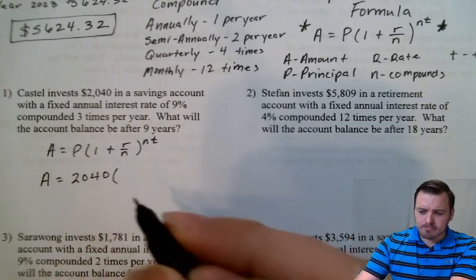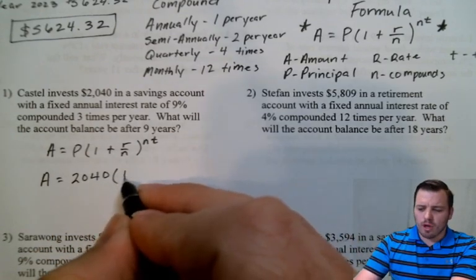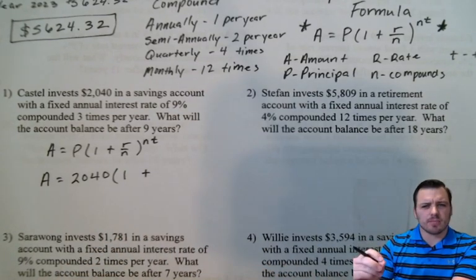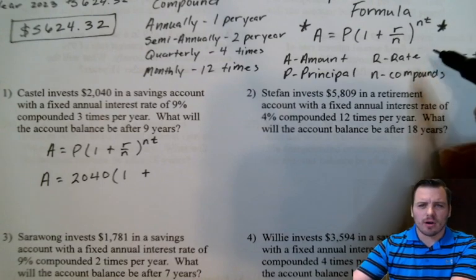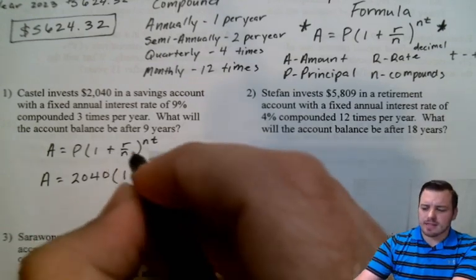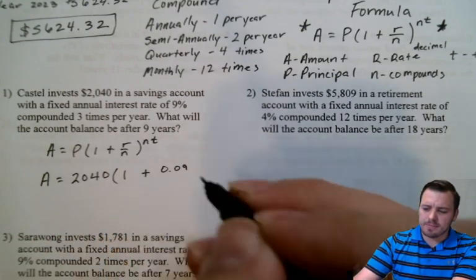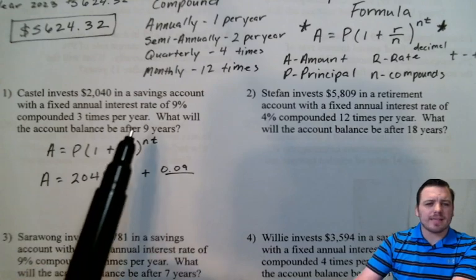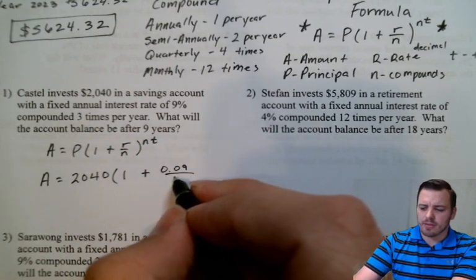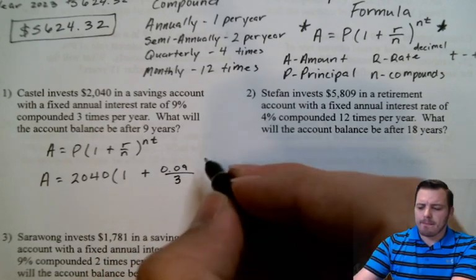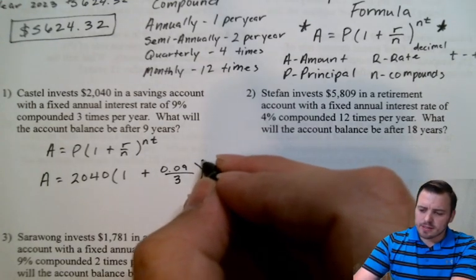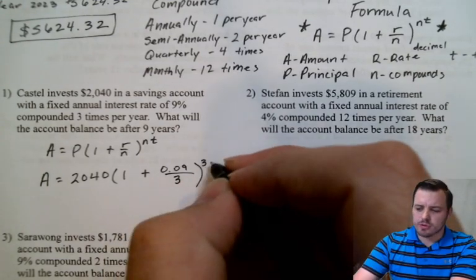2,040, times 1 plus. Now the rate is always as a decimal. Okay, this R right here is always as a decimal. So 9% as a decimal would be 0.09 over how many times it's compounded. It's compounded 3 times a year, so that would be 3. And then raised to the number of compounds, which is 3, times the time, the number of years, which would be 9.